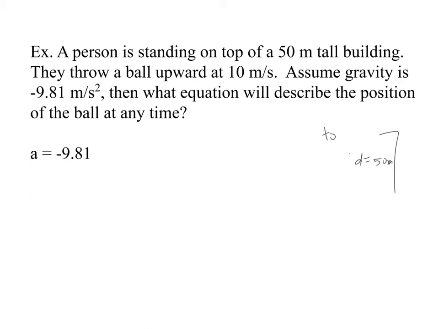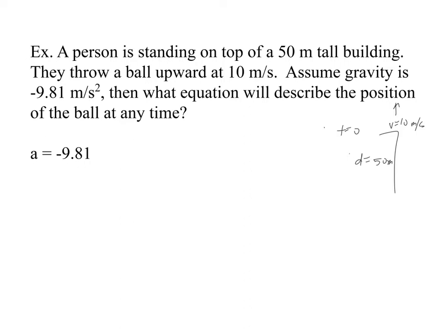And let me fix that a little bit. And also at time 0, it says we threw the ball upwards at 10 meters per second. So in physics terminology, we'd call that the initial velocity. But here we'll just call it velocity is 10 meters per second going upwards. So at 0 seconds, we're starting at 50 meters above ground and we're throwing it upwards at 10.